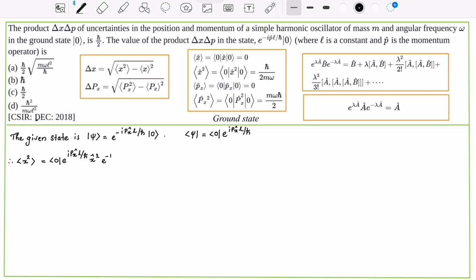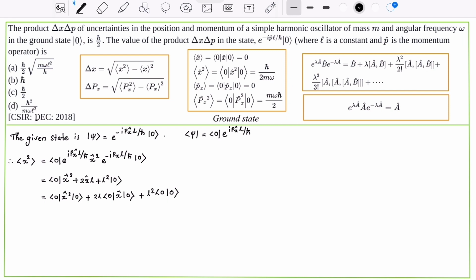expectation value of x square is ⟨0| e raised to ipxl by h bar x square e raised to minus ipxl by h bar |0⟩, that is ⟨0|(x square plus 2xl plus l square)|0⟩, and that is equal to ⟨0|x square|0⟩ plus 2l ⟨0|x|0⟩ plus l square, the inner product of |0⟩ with itself.